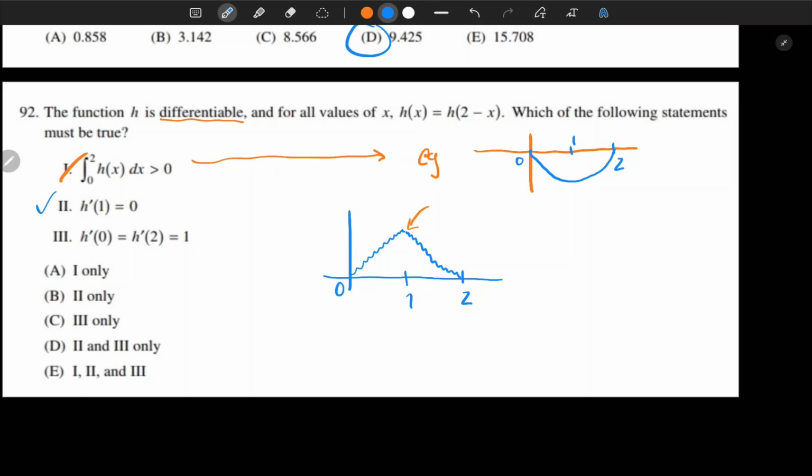Then, looking at statement 3, the statement is that the derivative at 0 and 2 is equal to 1. But this is certainly not true because we have no criteria on the derivatives at the endpoints. All we're given is that the derivative at 1 has to be 0. There are no other requirements on the derivatives anywhere except that they exist. So 3 is just simply not necessary. It's possible, but it's not necessary, just like 1. So the only answer here is 2. So the answer is B.